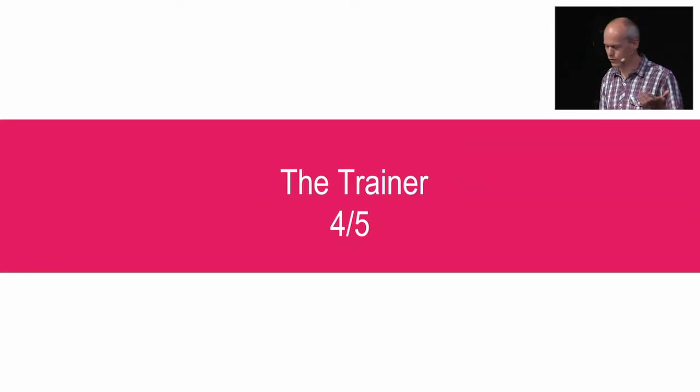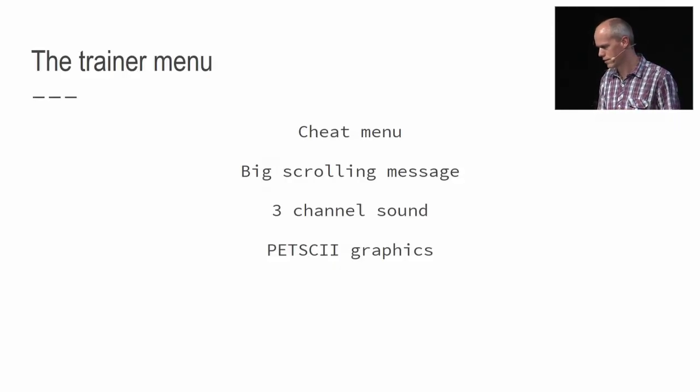Okay, so let's go into the trainer that I wrote for ARTtech. So it's going to be a classic trainer. It's going to have a cheat menu, it's going to have a big scrolling message, it's going to have 3-channel sound, it's going to have PETSCII graphics. So the 3-channel sound is interesting. As I say, it's a 1-bit audio system. Getting three channels out of that is pretty impressive.